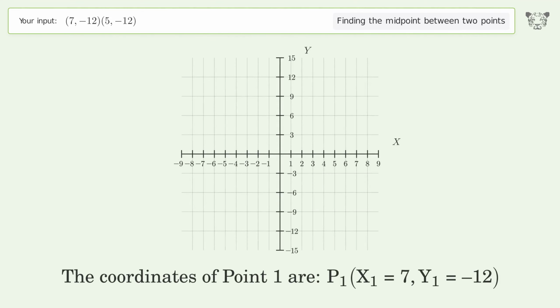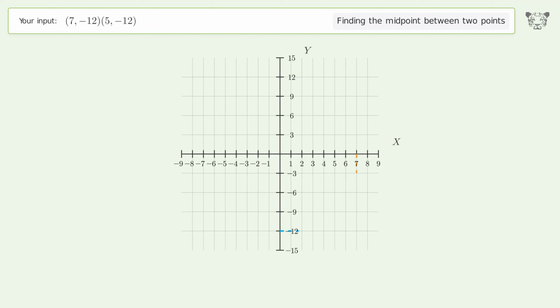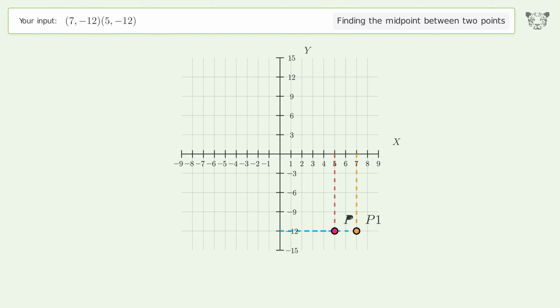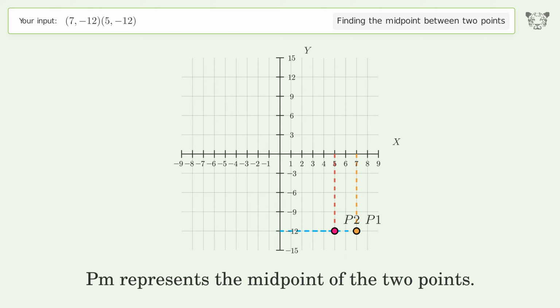The coordinates of point 1 are x1 equals 7, y1 equals -12. The coordinates of point 2 are x2 equals 5, y2 equals -12. PM represents the midpoint of the 2 points.